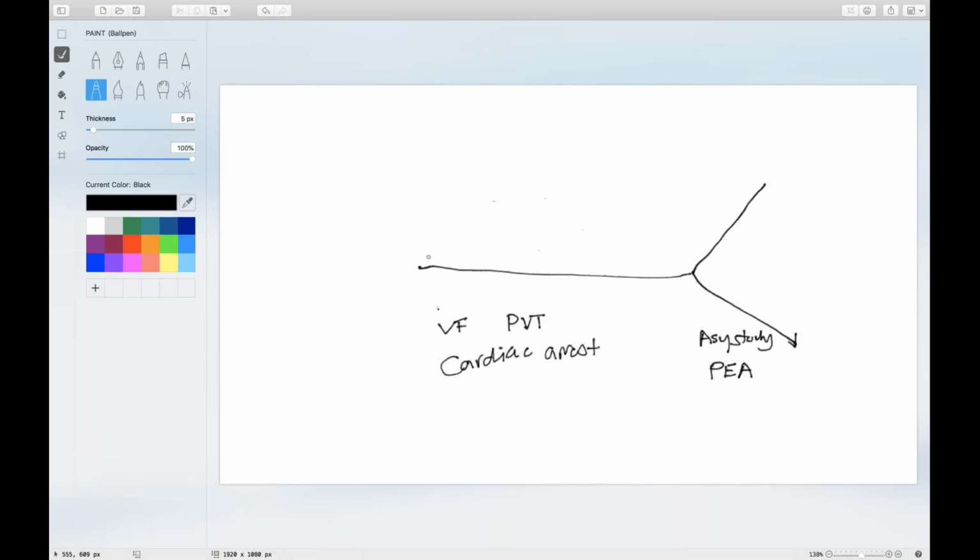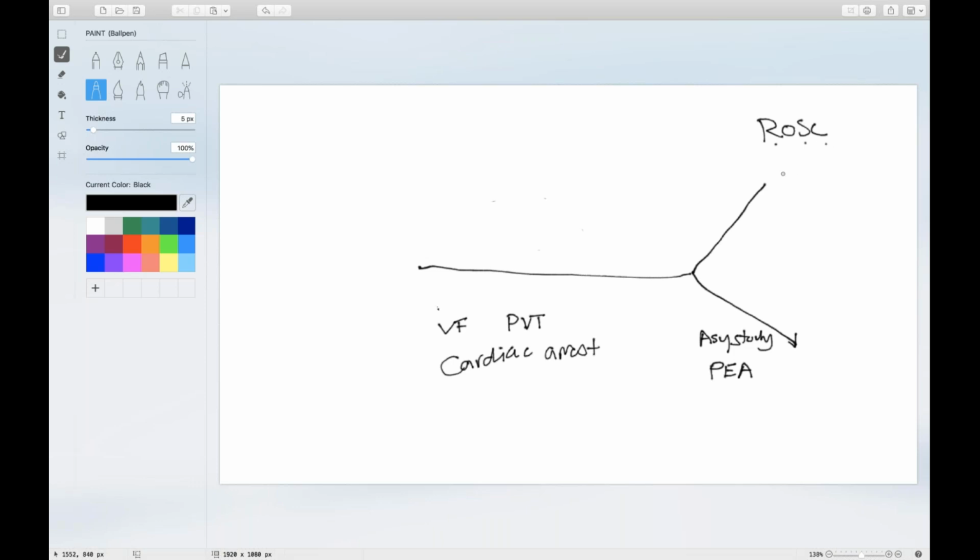Now, we don't know where we will find the patient, we will just find the patient in arrest. Either he is in VF or pulseless VTach, or he already started over here to go to asystole and PEA. These are all possible scenarios for the patient. What we want to do with the patient is to bring him to ROSC. ROSC is return of spontaneous circulation.